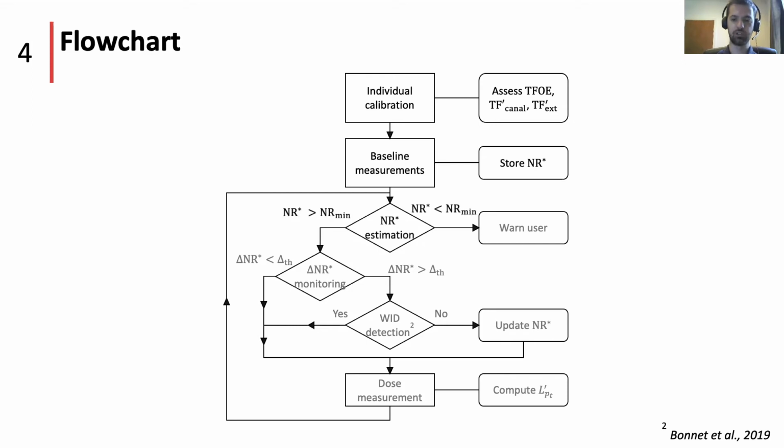In the third step, the factor NR min, defined with the baseline, will help in assessing whether the provided attenuation is sufficient or not. If it isn't, the user is warned so he can adjust the fit. For the fourth step, the difference between the measured NR star and the baseline is continuously monitored. The fifth step is needed if this difference is too important. We detect if it is caused by wearer-induced disturbances, and if it isn't, the measured NR star is updated. The last step consists in computing the insertion loss and the noise dose.